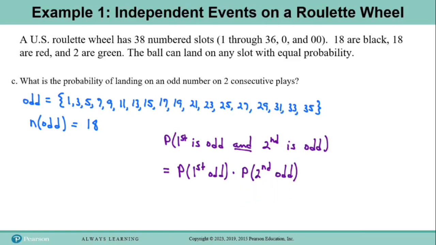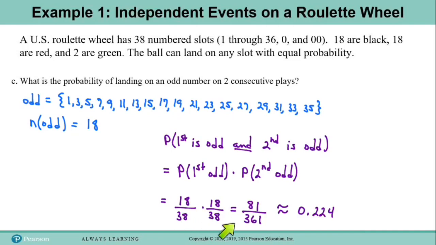Now from here, this is very similar to one of the previous parts that we did. For the probability that the first result is odd, there are 18 odd slots on the wheel, so that probability is going to be 18 divided by 38. And then times the probability that the second result is odd, and that will also be 18 divided by 38. And when you punch this in your calculator, your simplified fraction answer will be 81 divided by 361, and the decimal approximation will be approximately 0.224.